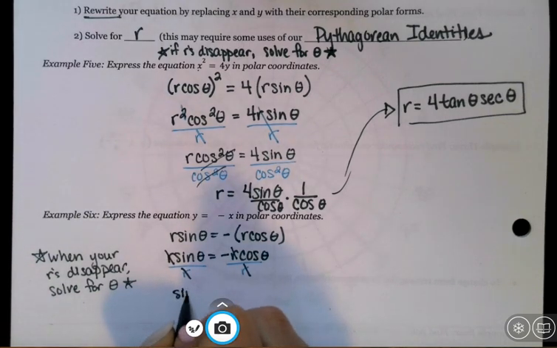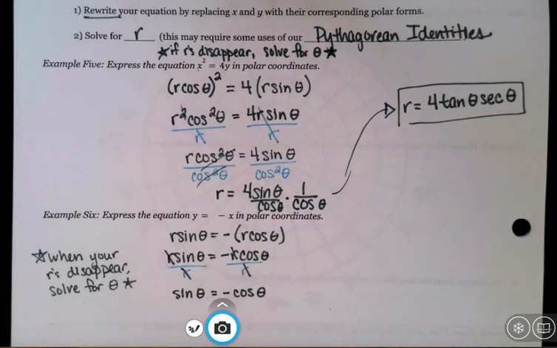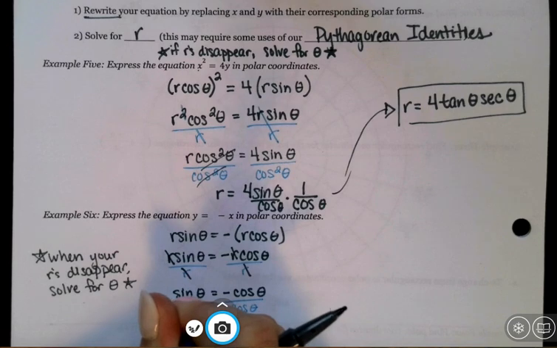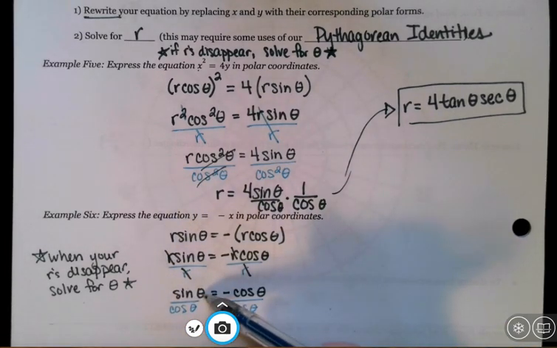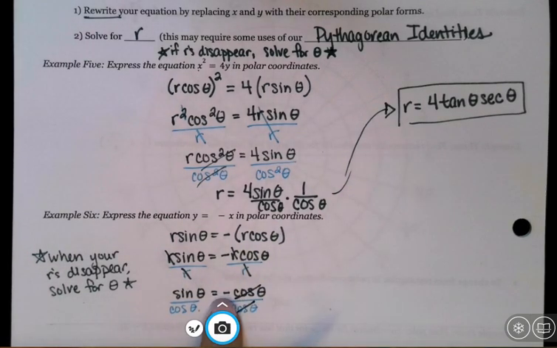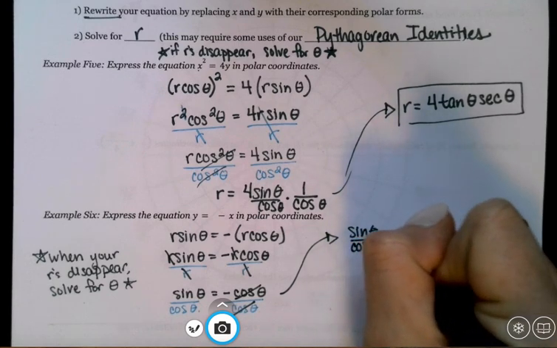I have sine of theta equals negative cosine of theta. And I am going to divide both sides by cosine of theta, because I know that if I have sine divided by cosine, that will turn into tangent. So that's why I'm dividing both sides by cosine. My cosines will cancel out on the right-hand side, and I'm just left with negative, which there is an invisible 1 there. So I have sine over cosine equals -1.